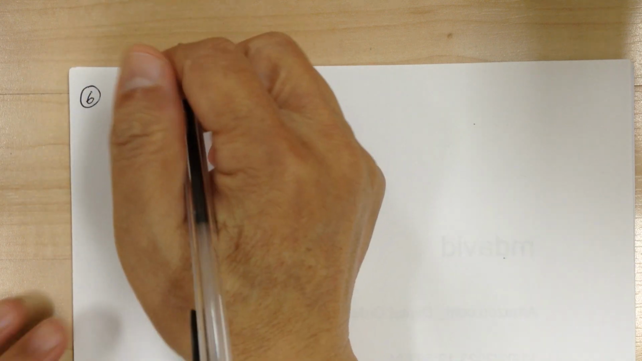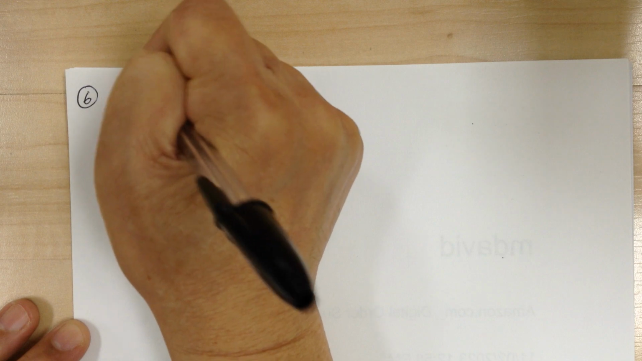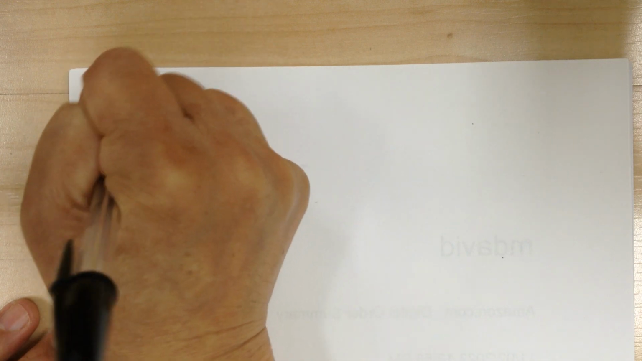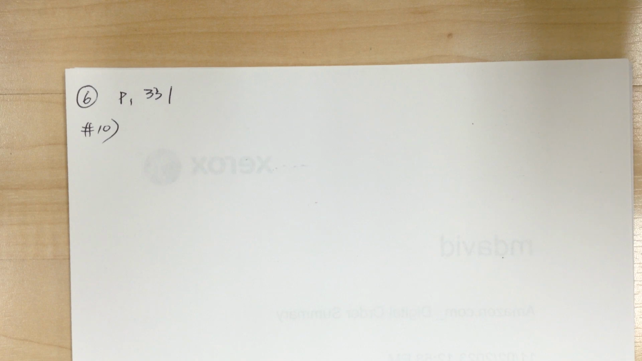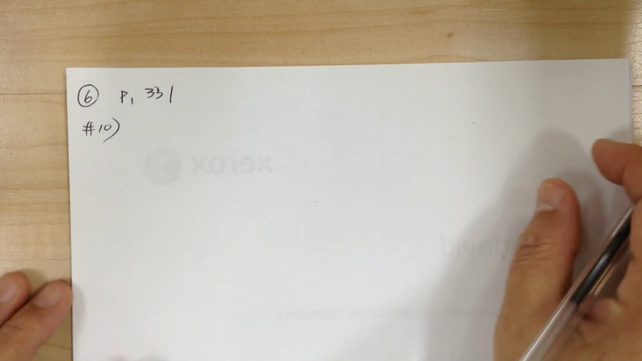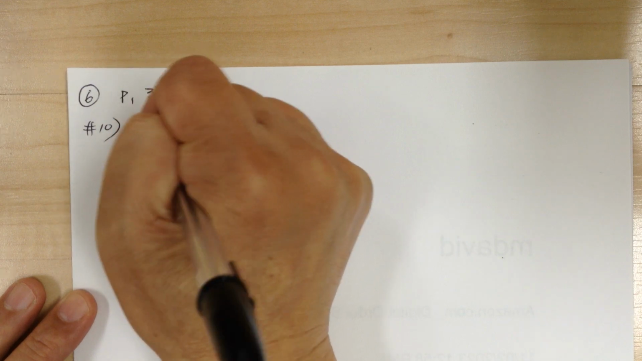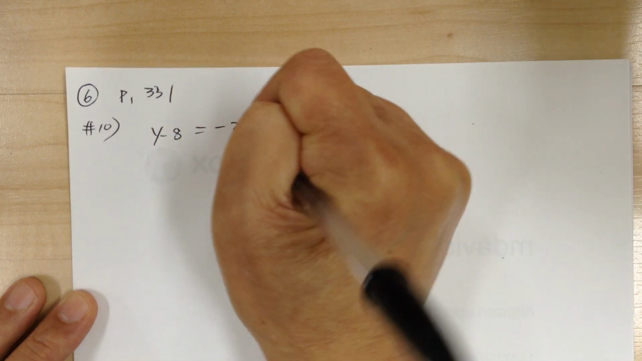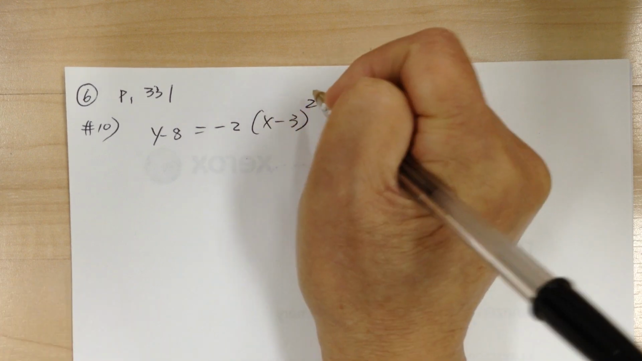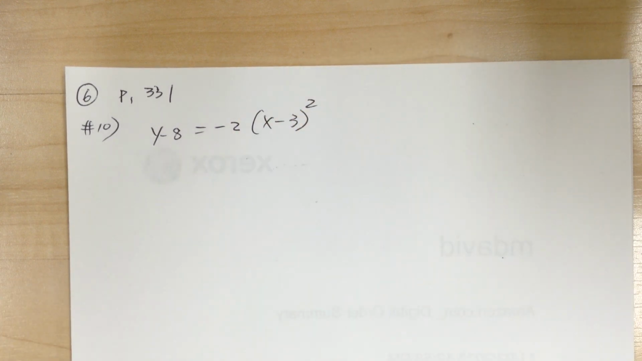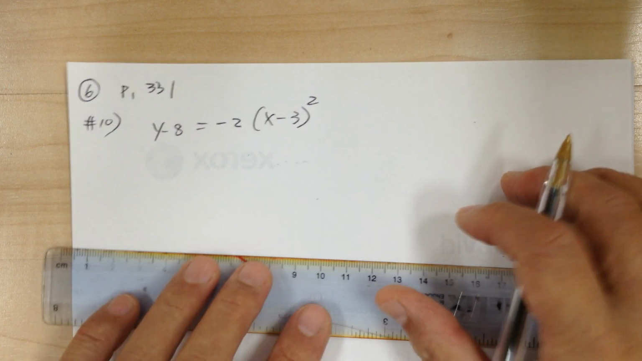Okay, the next item, let's go to page 331, and let's do number 10. So you have y minus 8 equal to negative 2 times x minus 3 squared. This one you have to graph, and then you have to find the vertex and the axis of symmetry. So you want to use graph paper.